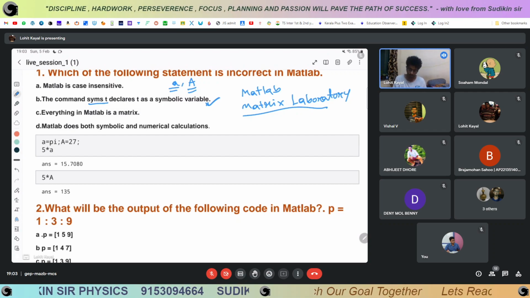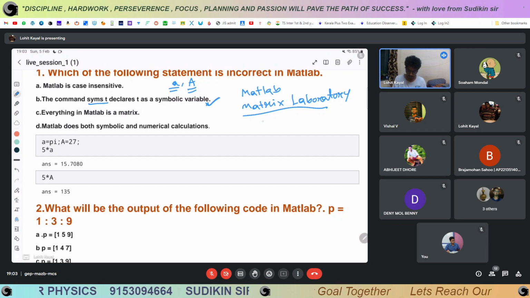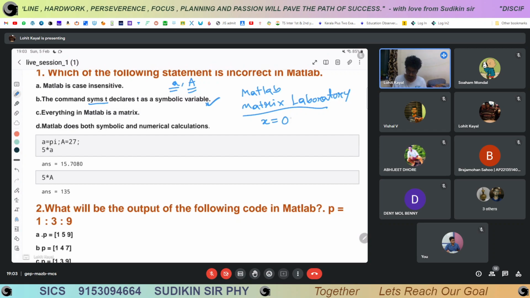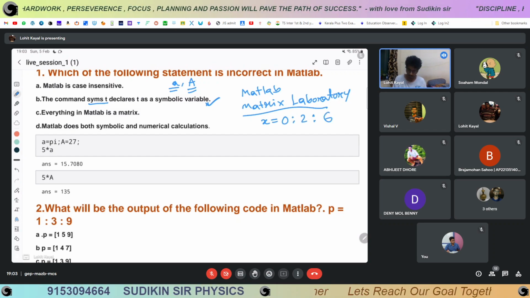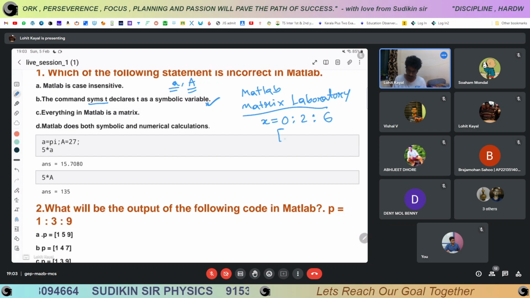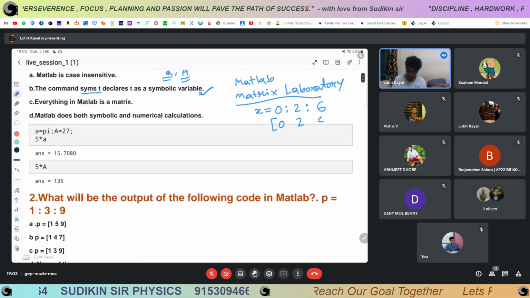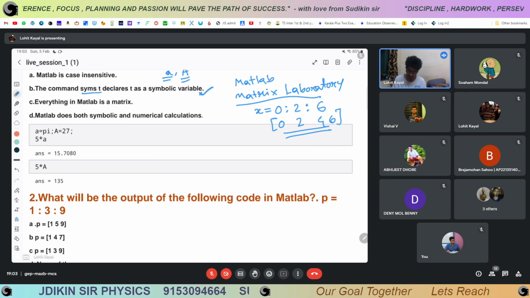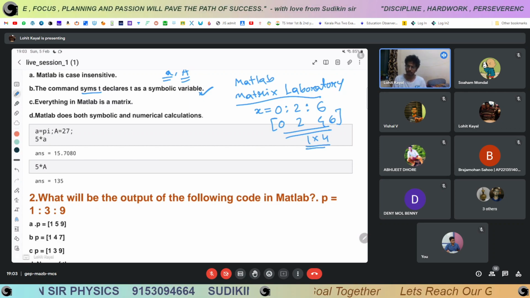So whenever I define something, suppose, you have probably done 0:2:6 in the last course. It will give you a row vector, like 0, then 2, then 4, then 6. So this is a row vector, which is a 1 cross 4 matrix. So everything in MATLAB works like a matrix.